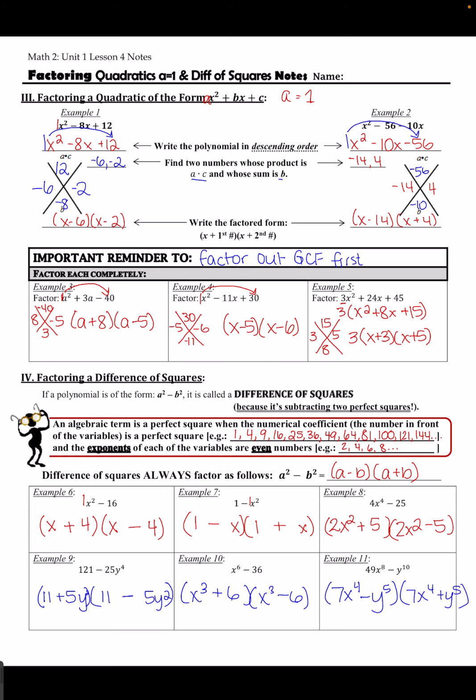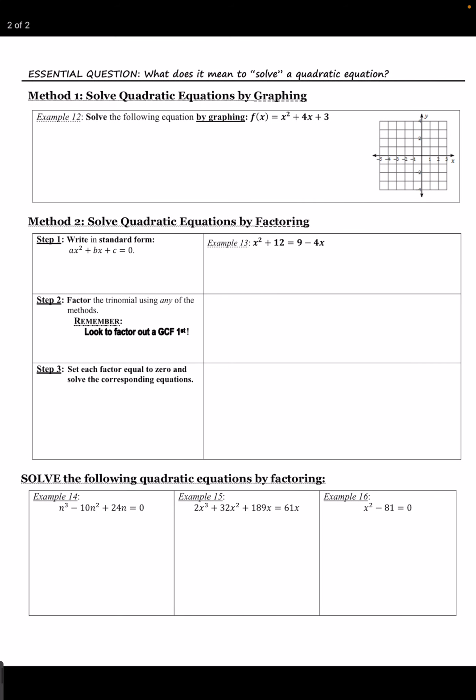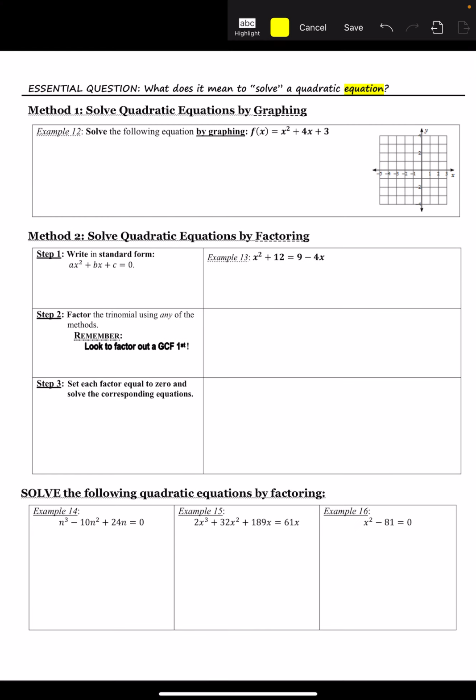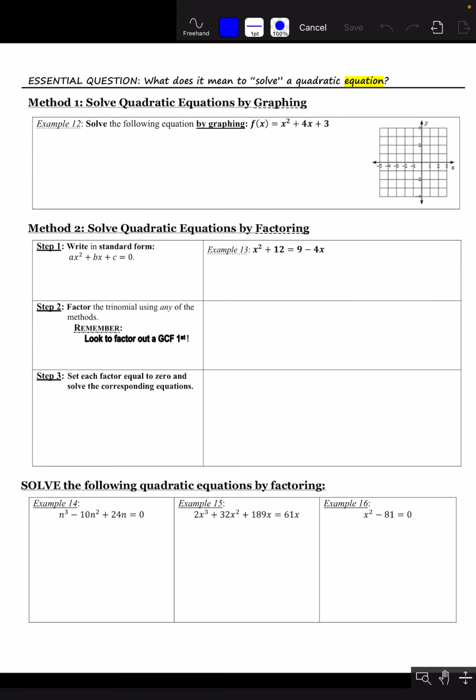So one more thing, if you flip it over, we've got an essential question. What does it mean to solve a quadratic equation? So up until this point, all we've done is factor. If we add one final step at the end to solve, what we're going to find is actually the x-intercepts of a quadratic function. And we're going to get into that a whole lot later.